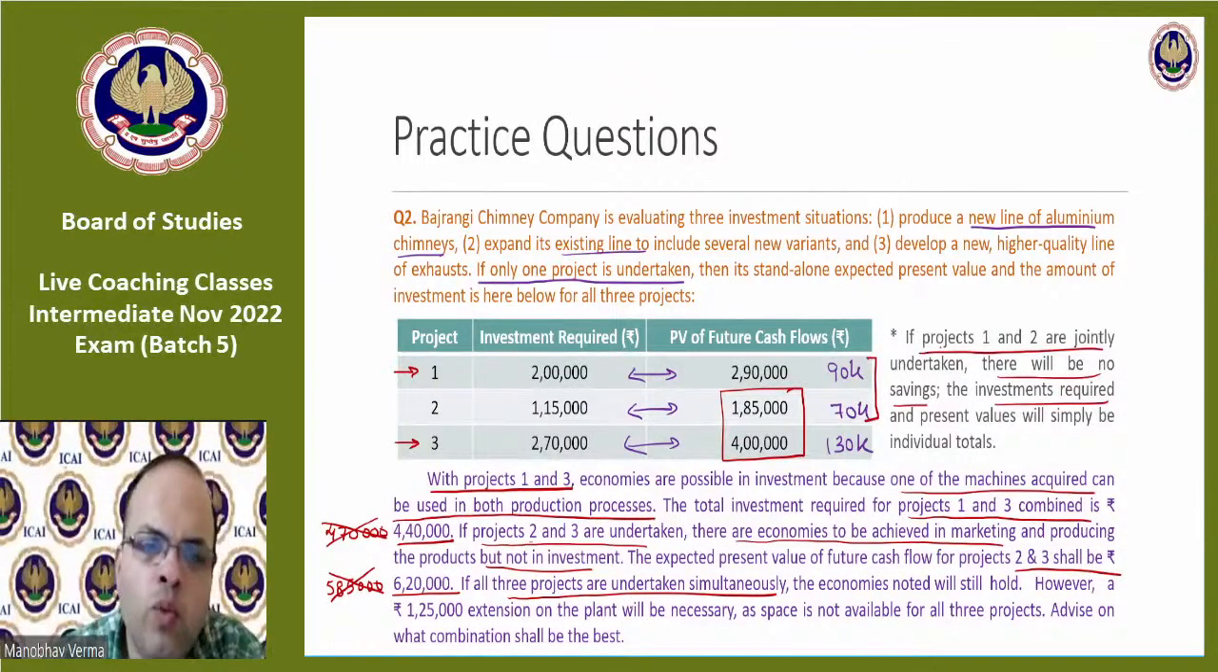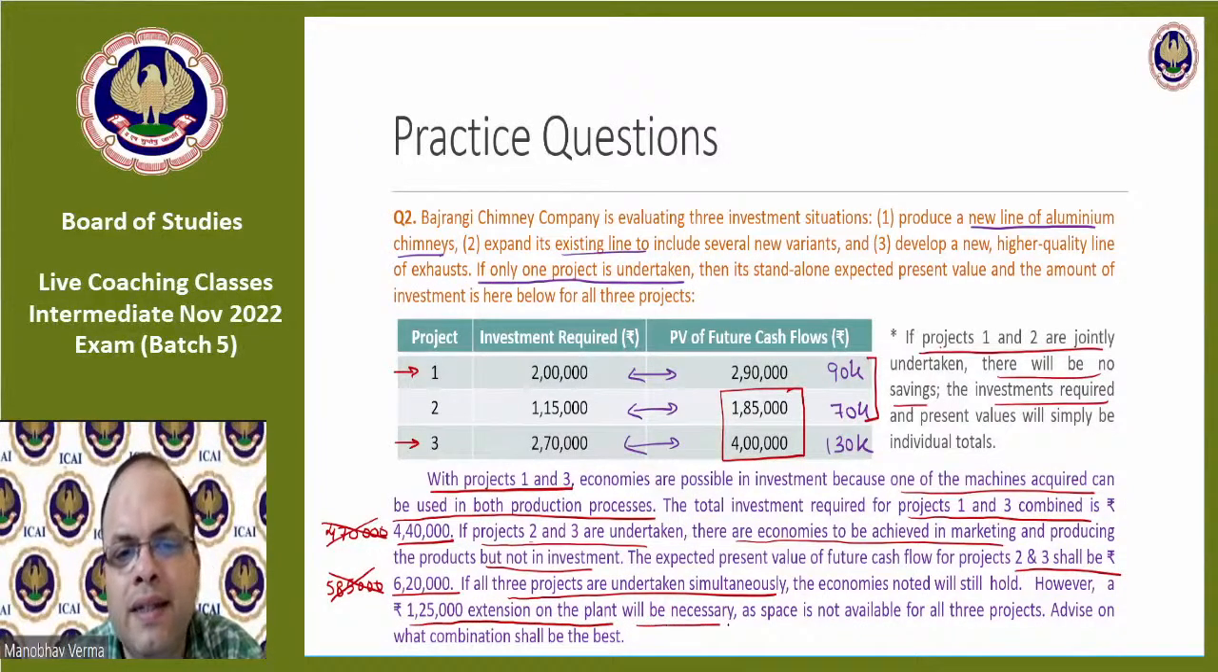So if I talk about 1, 2 and 3, basic economies noted will still hold. However, there will be an additional investment of 1,25,000 on the plant necessary because you cannot hold the 3 projects in the same space. So that means if all the 3 projects are there, what was my investment originally, guys?